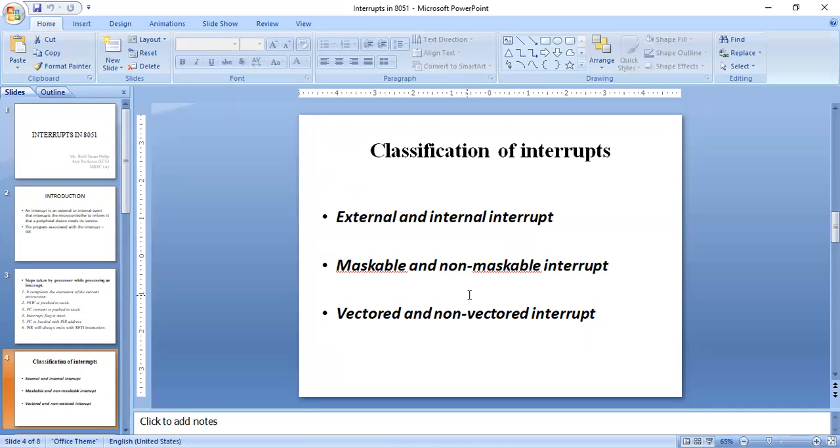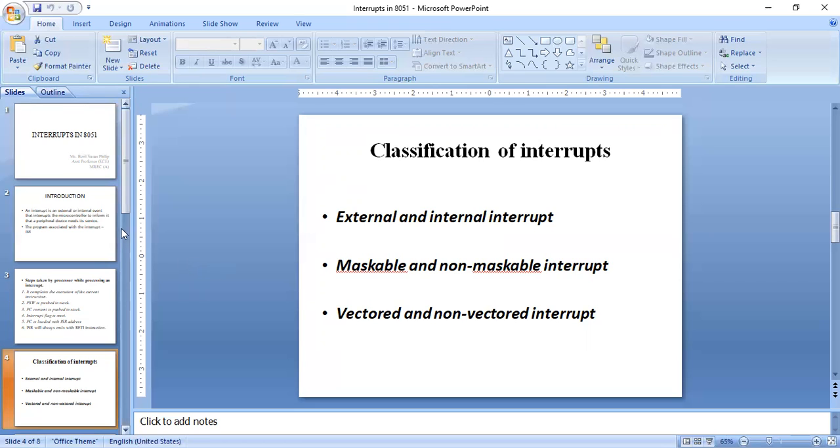Non-maskable means it cannot be disabled at any cost. A programmer cannot disable those interrupts. Such interrupts are known as non-maskable interrupts. Next classification: vectored and non-vectored. Vectored interrupts have an address. The starting address of the ISR is known as the interrupt vector. If the interrupts have an address, they are known as vectored interrupts, and those without an address are known as non-vectored interrupts.